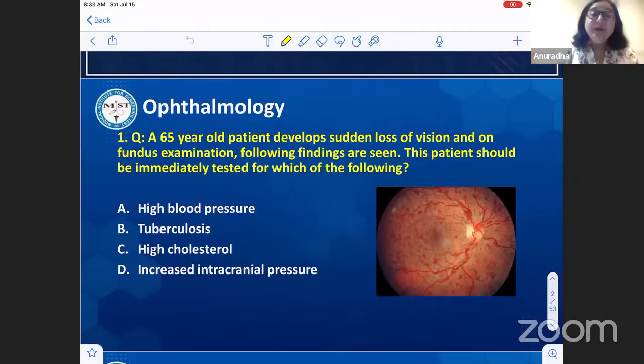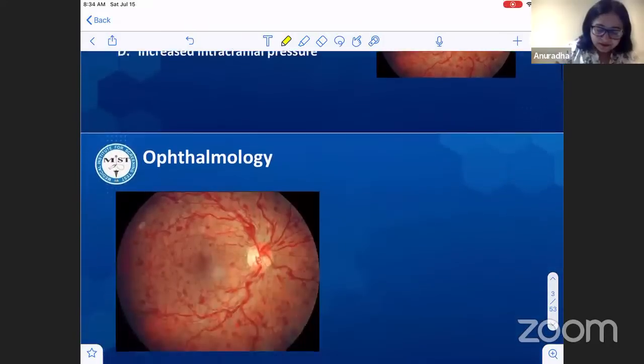A 65-year-old patient develops sudden loss of vision. So the important point here is he is an elderly patient. There is a sudden loss of vision. And on fundus examination, the following findings are seen. This patient should be immediately tested for which of the following? So the first part of the question is that you have to identify the diagnosis based upon the fundus image. Because of these fundus findings, the person has developed sudden loss of vision. Painless is not mentioned here; sudden loss of vision is mentioned. Now let's go to the fundus image.